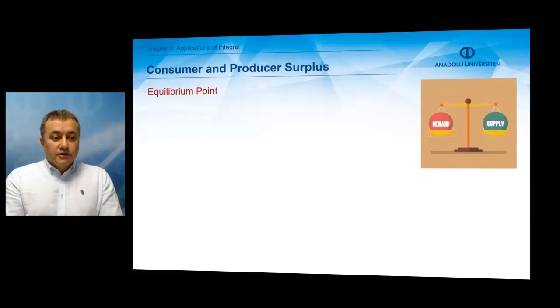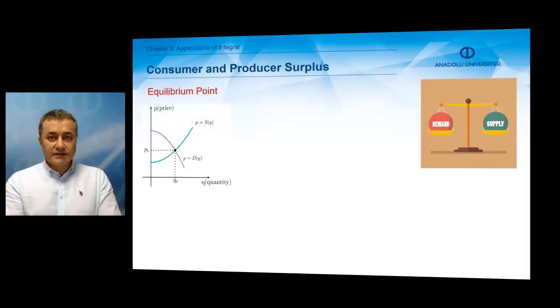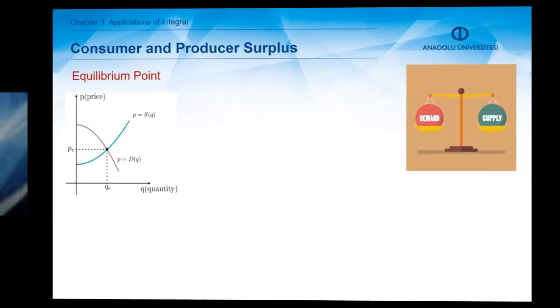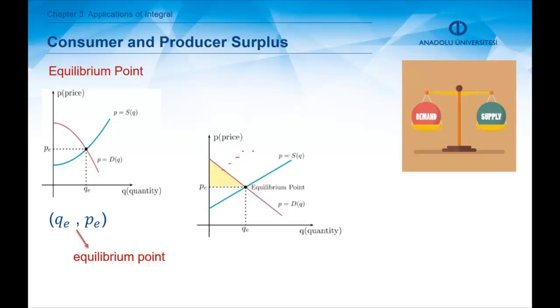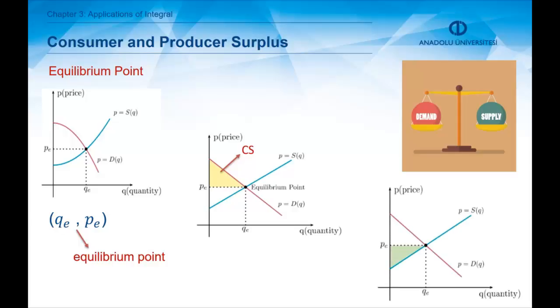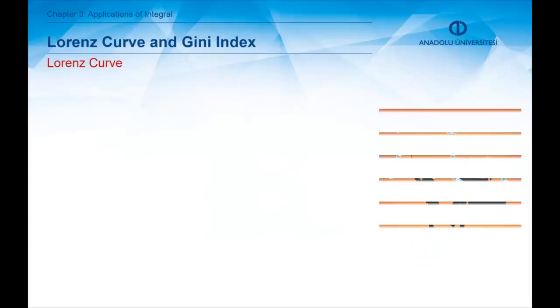So the equilibrium point, as you remember, is the point where the supply and demand are equal. Given the supply curve S and the demand curve D, the intersection point is called the equilibrium point, and at this point we can also calculate the consumer and producer surpluses. If you plot the supply and demand curves and calculate the equilibrium point, this yellow shaded area will correspond to the consumer surplus, whereas this green shaded area will correspond to the producer surplus.